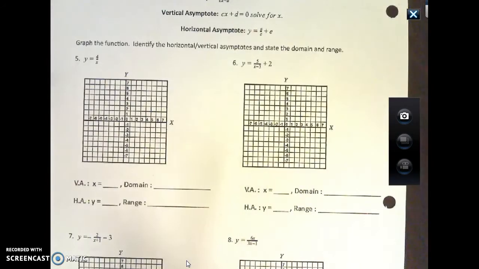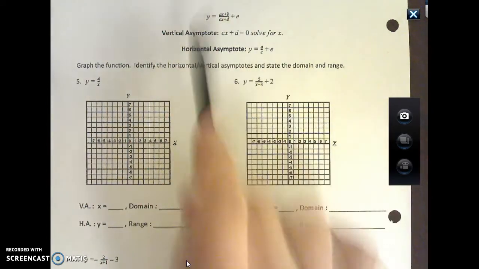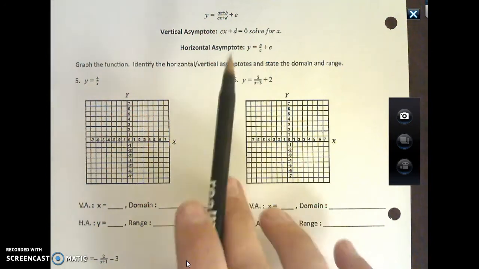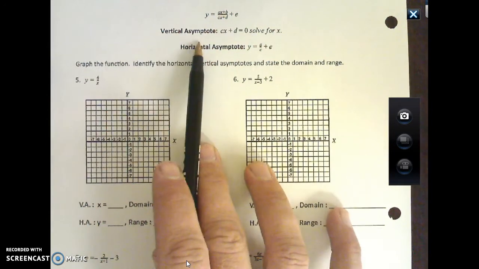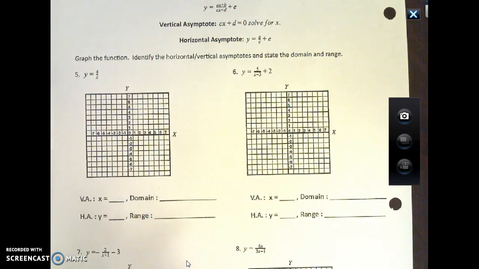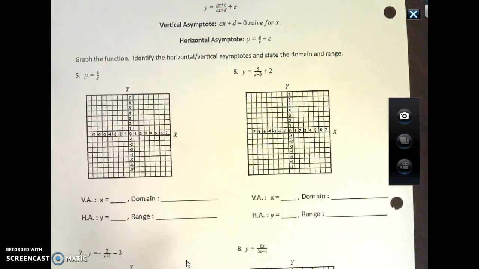Okay, on the back. Now, I left these here for the review. These will not be here for the quiz. You need to know these. So as soon as you get your quiz, at the top of your paper, you write down what it takes to find the vertical asymptote, and you write down your ACE formula. Graph the function, identify the horizontal and vertical asymptotes, and state the domain and range.